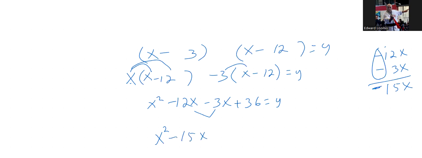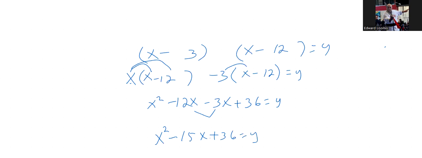Then I have no other like terms for the constant. That's what C means. That's the one without the variable. That's a positive 36, so I'm going to bring it straight down, and that's equal to y. x squared minus 15x plus 36 is y. Let's look at another one.